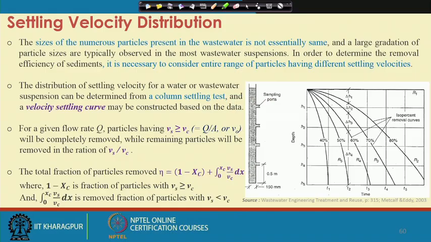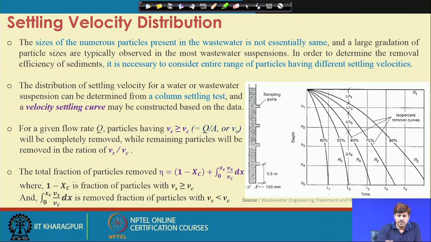So, typically for such purpose a column test is conducted, which is called the column settling test, and based on the data that we have, a velocity settling curve may be constructed. A typical column settling test is something like this. We have a column where we collect samples at different depths, and we determine how much sample has been collected and what is retained in the column.